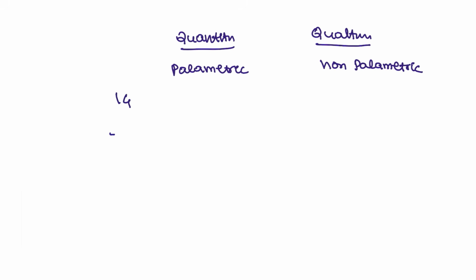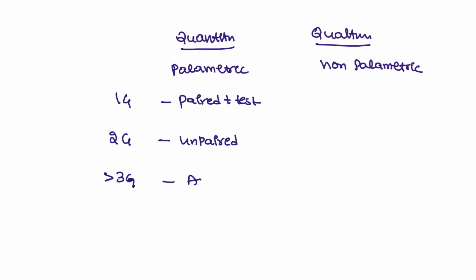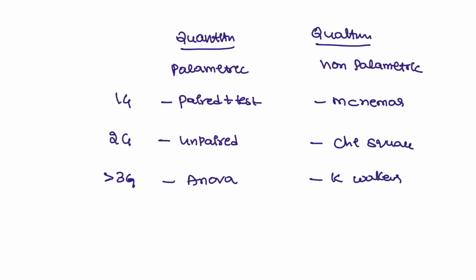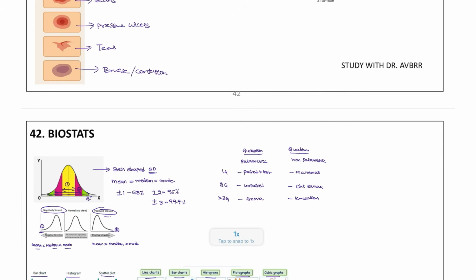We are going to see whether you are comparing one group, two groups, or more than three groups. If you are comparing one group, it is the paired t test, if you are comparing two groups, it is the unpaired t test, and for more than three, it is ANOVA. Okay, these questions are asked. And next, qualitative: the first one is the McNemar test. For one group and two groups, it is chi-square. For three groups, it is the Kruskal-Wallis test. Right, these are the tests.